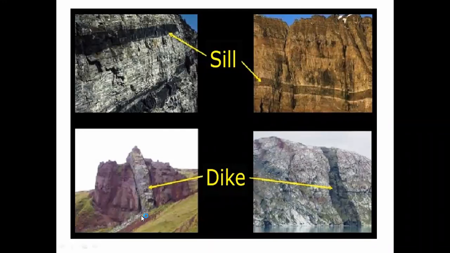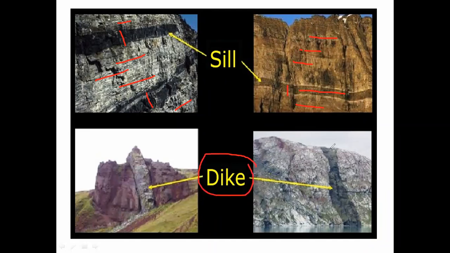Here you can clearly see various types of sills and dikes, and you can easily differentiate between sill and dike. These are the sills. Now how can you recognize sill and dike? These sills are parallel to the rock layer. These are the rock layers which are present here, and these sills remain parallel to the original rock, and these are the dikes.